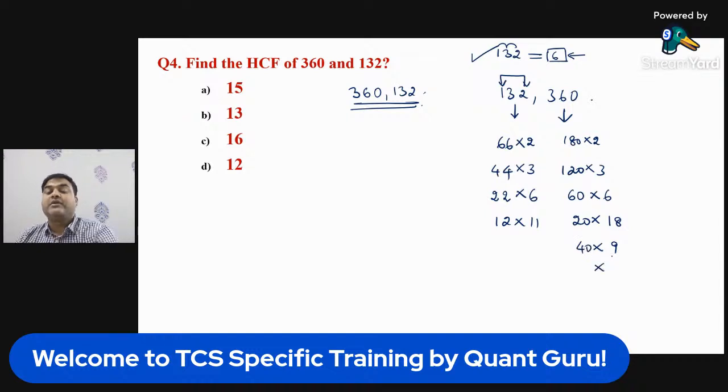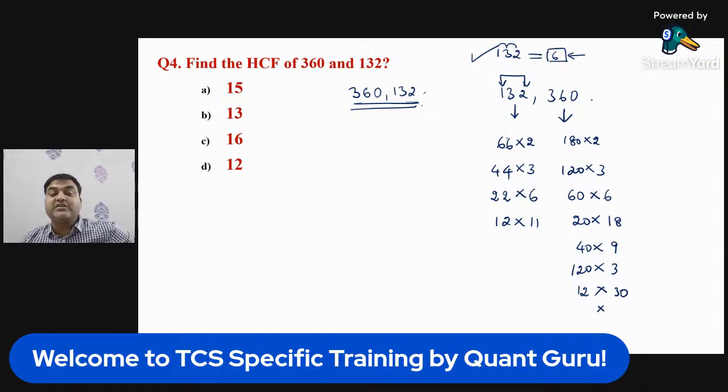Now we can also write this as 3 into 120. We can also write this as 12 into 30, and so on. All the numbers are there, so try to factorize that. What will you see here?